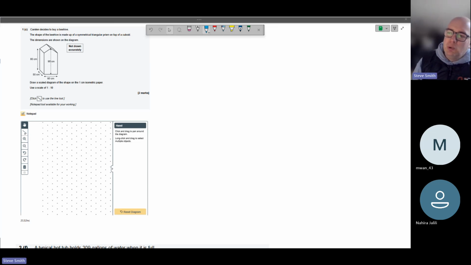You would choose that tool here on the exam, and we're going to draw this shape. It's saying 1 centimeter is 10 centimeters. So we would divide each of those numbers by 10 to find out how big it's going to be on our sheet of paper. So we know that one's 5, that one's going to be 6, that one's going to be 8, and there's one here that's going to be 9.